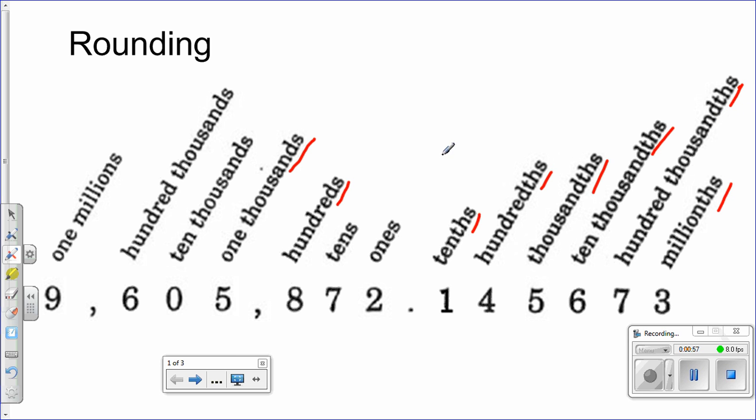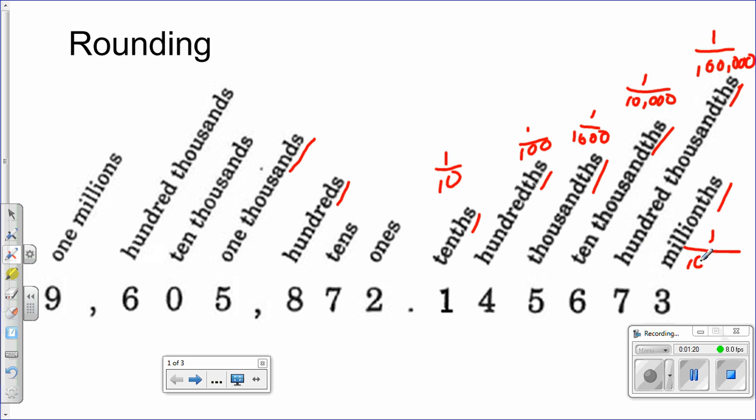So a tenth is 1 over 10. Hundredths is 1 over 100. Thousandths, 1 over 1,000. 10,000ths, 1 over 1, 0, 0, 0, 0. 100,000ths, 1 over 1, 0, 0, 0, 0, 0. And then a millionth is 1 over 1, 0, 0, 0, 0, 0, 0.